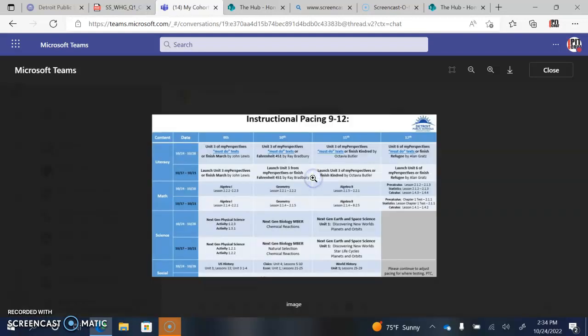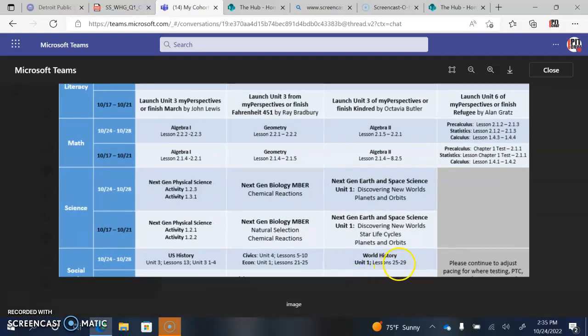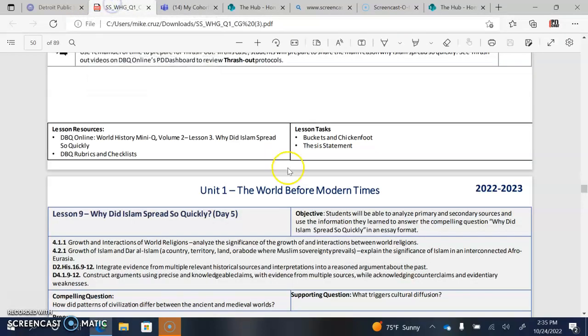Okay, Miss Lewis, this is what I was talking about here. World History Unit 1, lessons 25 to 29 for this week, 10/24 to 10/28. So I go to the curriculum guide, Unit 1, and I'm in the 2022-2023 curriculum guide.